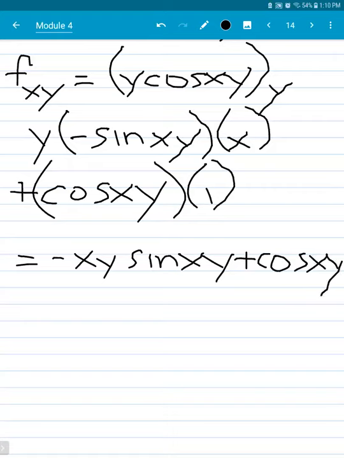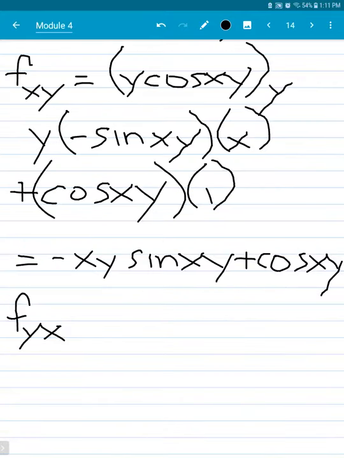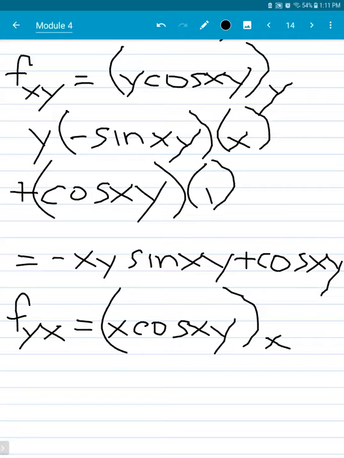Okay, if you have any question, just chat, and the rest could work out. F y x, I should clarify that the two cross derivatives are equal. Okay, I'll be copying already F y, x cosine xy. Okay, just work that out.